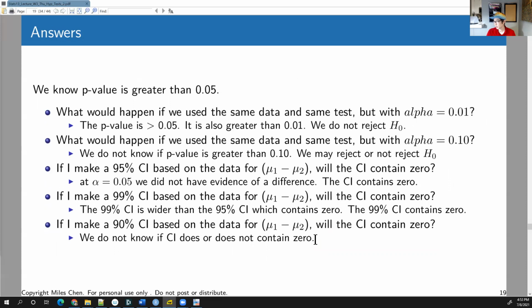You can expect to see maybe a handful of questions like this appear on your quiz this week. So just a heads up.